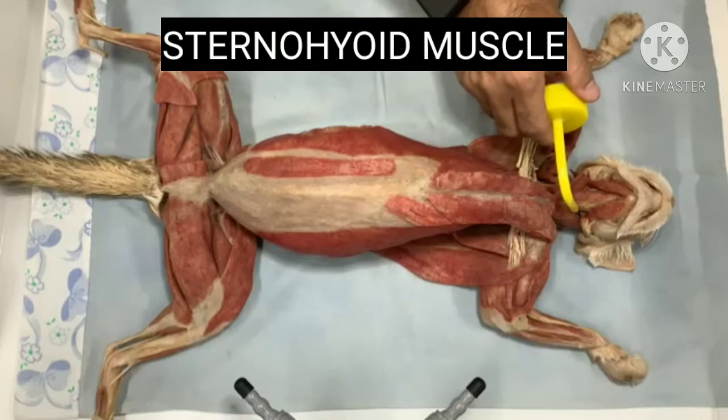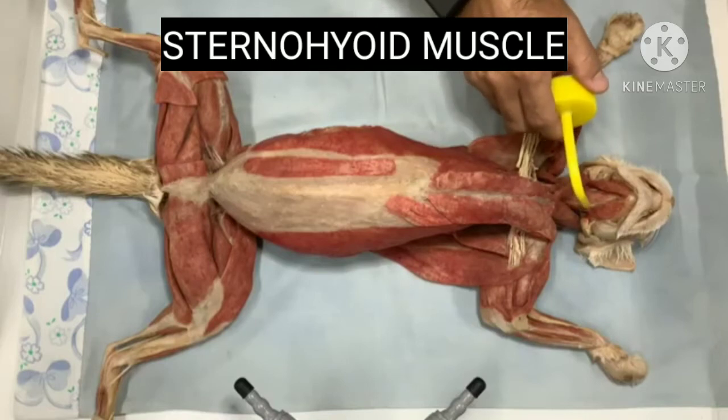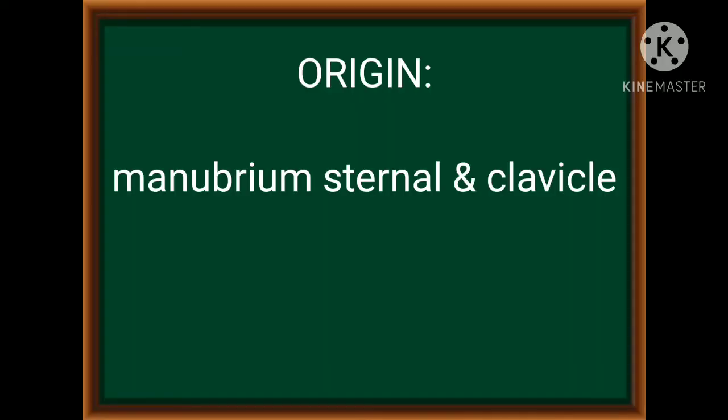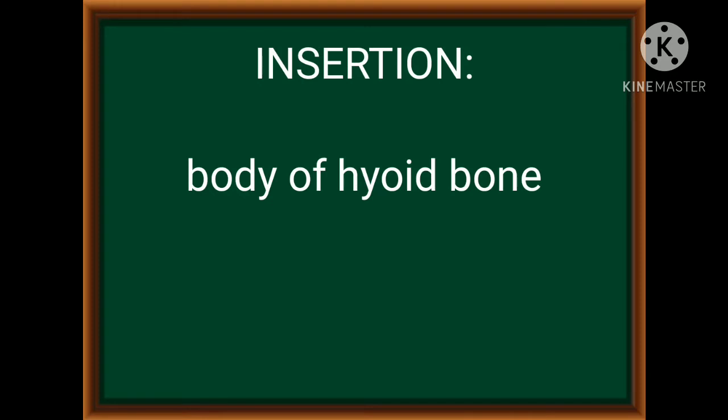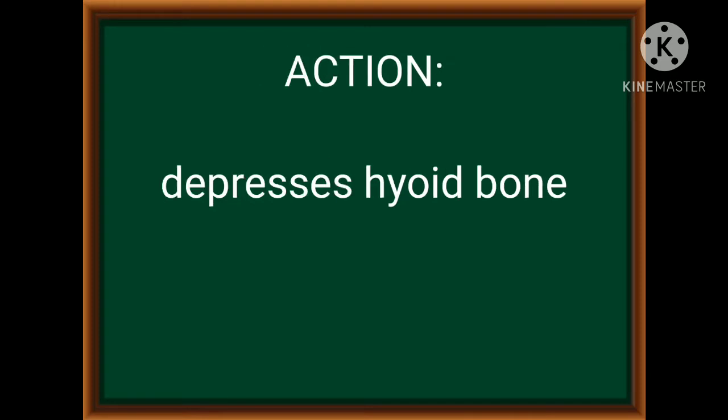Now let's go to the sternohyoid muscle and its OIA. Manubrium sterni and clavicle. Body of hyoid bone. Depresses hyoid bone.